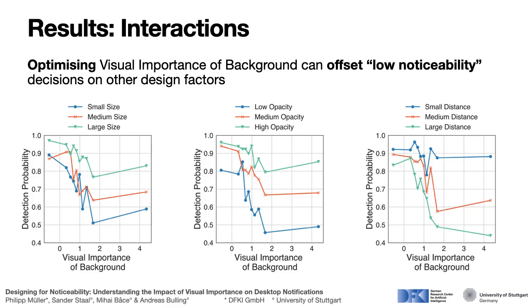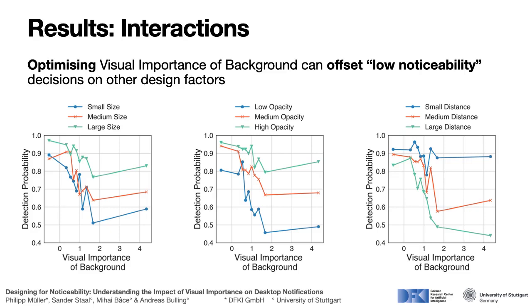Here we visualize the interaction of visual importance with the other notification design factors: distance to the attention focus, notification size, and opacity. Let us focus on the leftmost plot showing the connection between visual importance and detection probabilities separately for small, medium-sized, and large notifications. There is a clear interaction. For low visual importance values, the difference between the different size categories is much smaller as compared to large visual importance values. Small notifications will still be noticed with high probability when placed at low visual importance locations.